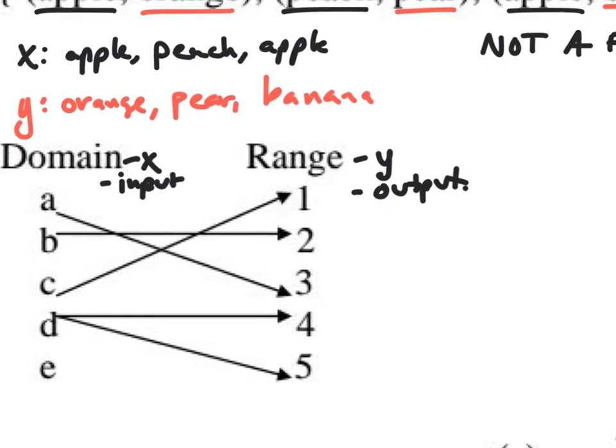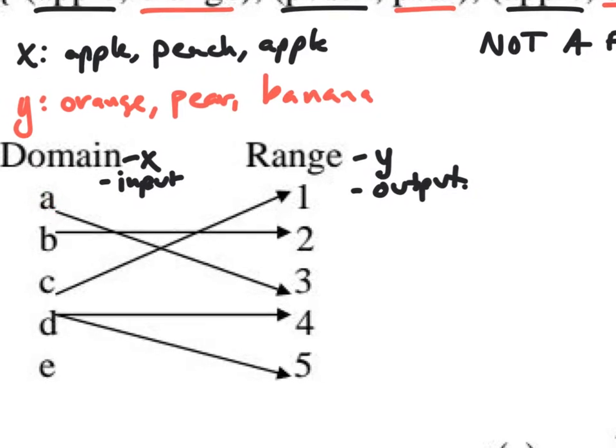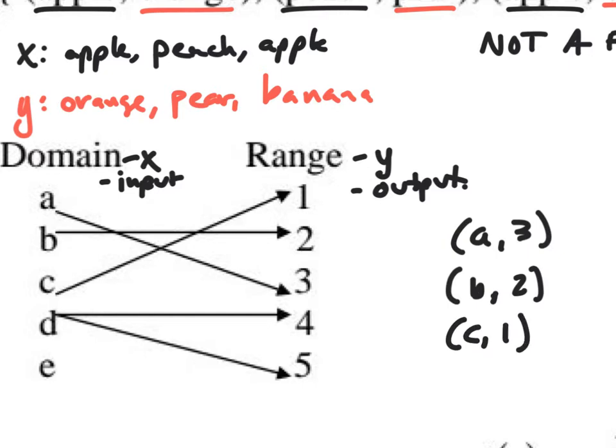So what I want to do is associate my domain with the range. I'm going to come up with a bunch of different points here. A maps to the number 3, so I have the point A, comma 3. Let's write the next one. B associates with 2. So far so good. All of these inputs are mapped to exactly one output. The next input I have is C, and that's associated with 1. So C, 1. So far so good.